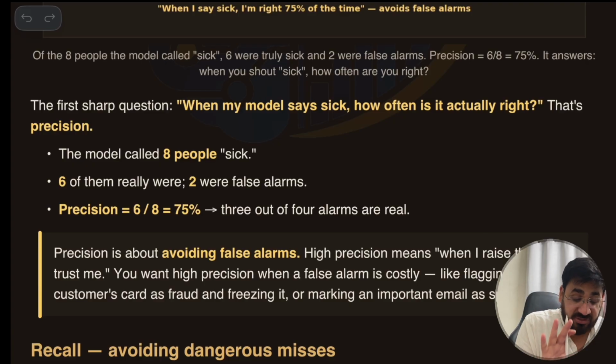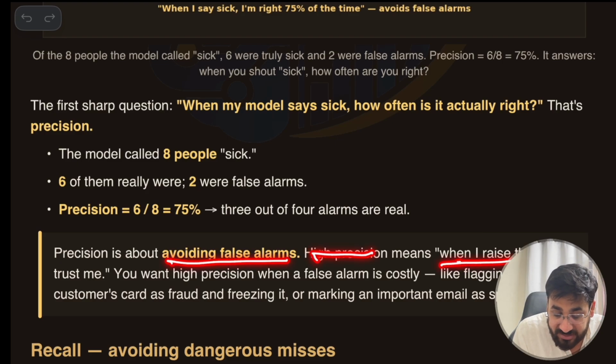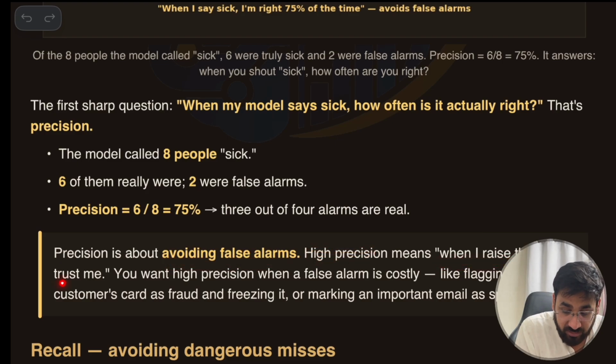What is precision? Precision is avoiding false alarm. High precision means when I raise the flag, trust me. If you tell someone who is very precise, what does it mean? Their error rate is very low, right? In general perspective, that's what it is.